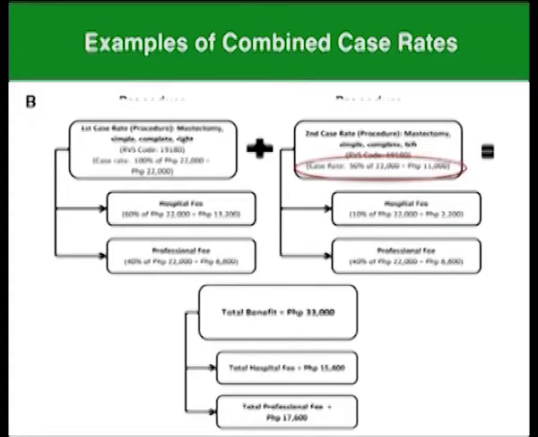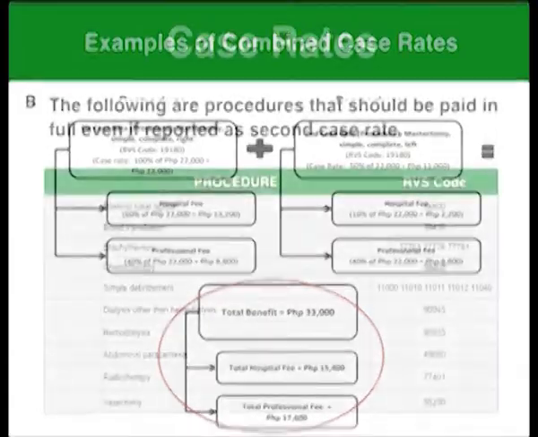For the second case rate, 50% of the total case rate for mastectomy simple left will be reimbursed, that amounts to 11,000 pesos. The hospital will receive 10% of the second case rate, and the health provider will get 40% of the second case rate, amounting to 2,200 and 8,800 pesos respectively. The total benefit is 33,000 pesos. Total hospital fee is 15,400 and the total professional fee is 17,600.